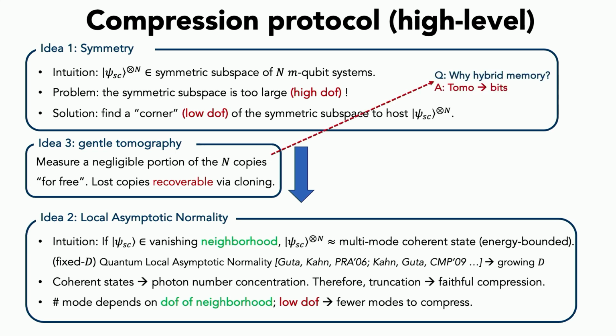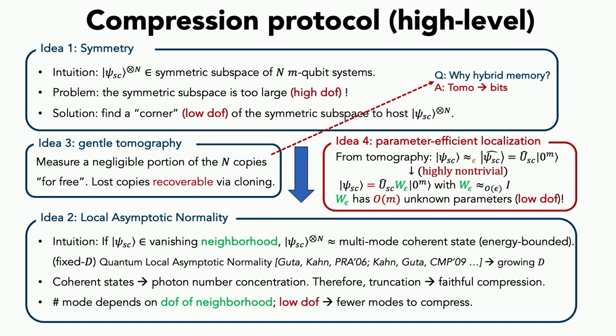No, because, okay, another remark is about why we had hybrid memory before. As promised, I answer you now. This is because we did this tomography step. And for tomography, you can store the outcome using bits. So that's why we have a hybrid memory of bits and qubits. We use this gentle tomography to convert the memory cost into classical bits. Okay? So we are not done yet, as said.